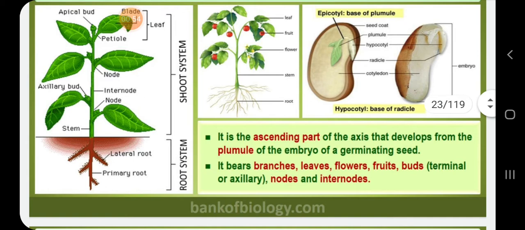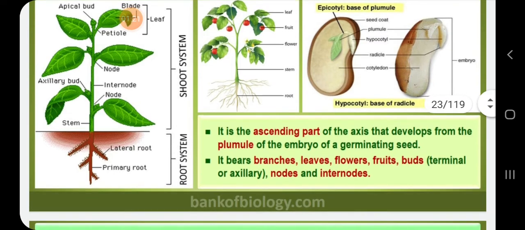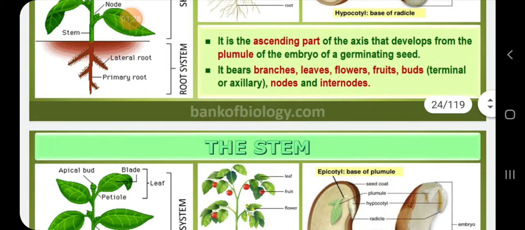Now it bears the branch, leaves, flowers, fruits, buds. The buds may be terminal or axillary. Terminal means at the tip of the branch, and axillary at the lateral side of the branch. And there are nodes and internodes also. Nodes are that point of the stem where the leaves or branches develop, and the portion between the two junctions is known as internode.